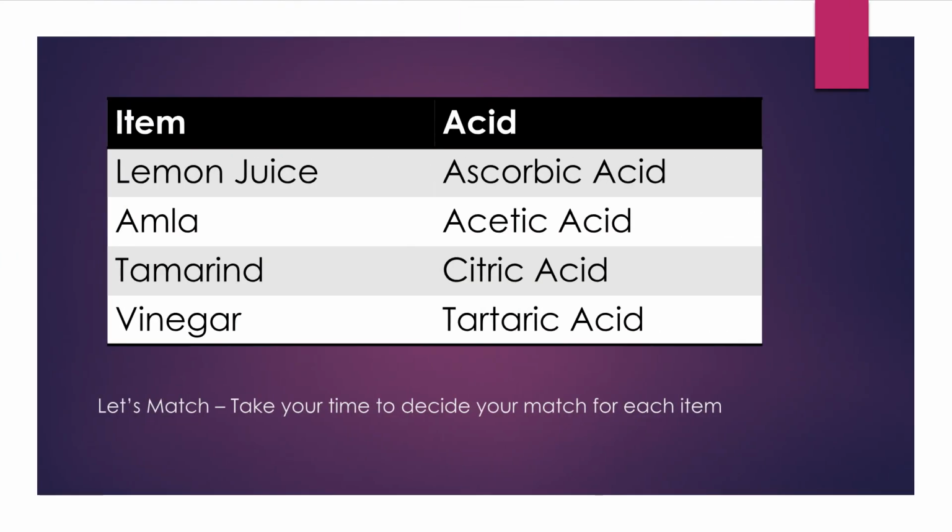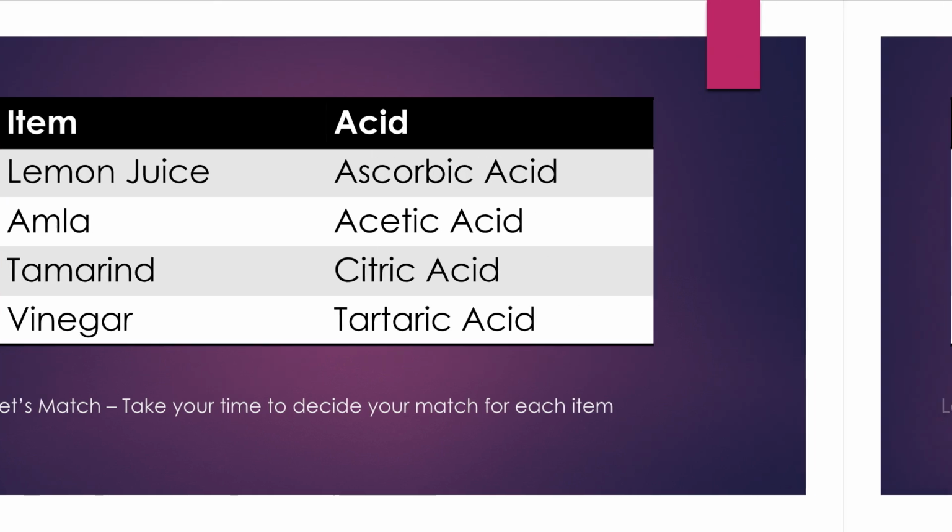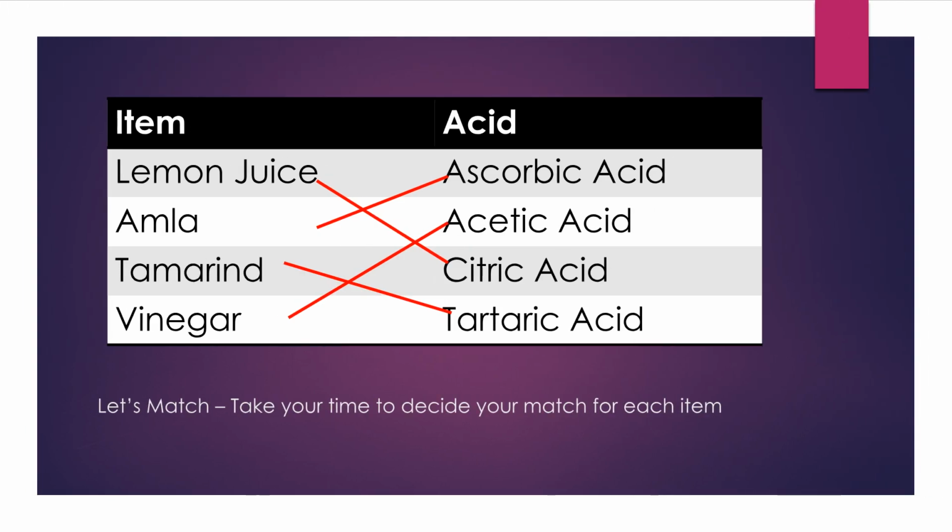Let's test your knowledge by matching the common items to the acids they contain. Take a moment to decide your match for each item. Here are the correct matches. Lemon juice contains citric acid. Amla contains ascorbic acid. Tamarind contains tartaric acid. And vinegar contains acetic acid.